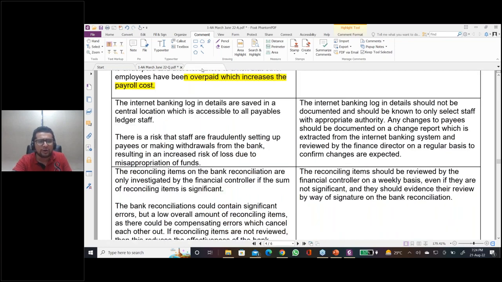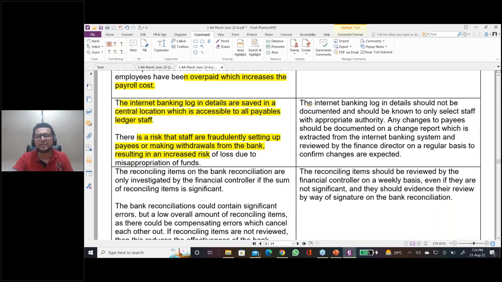So the internet banking login details are saved in the central location, which is accessible to all employees. That's copy from the question. There is a risk that staff are fraudulently setting up payees or making withdrawals. So I could add a beneficiary. I could make payments to anyone. I could do certain shopping or something. I'm always up for shopping. So this could be the case.